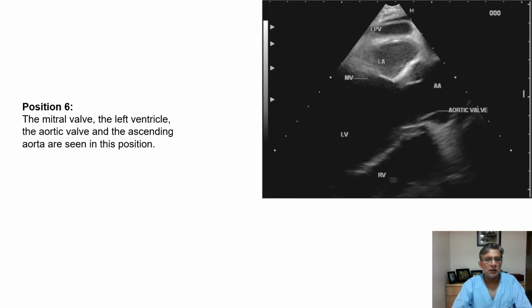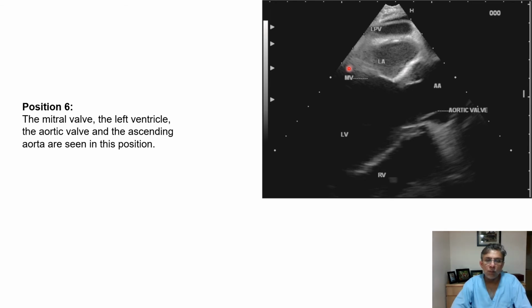Position 6: in this case we can see the mitral valve, left ventricle and ascending aorta, and this is a different view compared to the right bronchus. We can see the left ventricle, mitral valve and the ascending aorta, and this is the left atrium, a smaller version of the left atrium is seen.